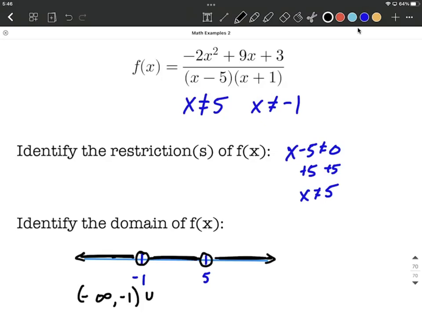The next interval goes from negative 1 with a parenthesis to 5, again leaving out negative 1 and leaving out 5, and one more union symbol, one more 5 to infinity for our final interval. We can never get to infinity, and we're going to leave 5 out.